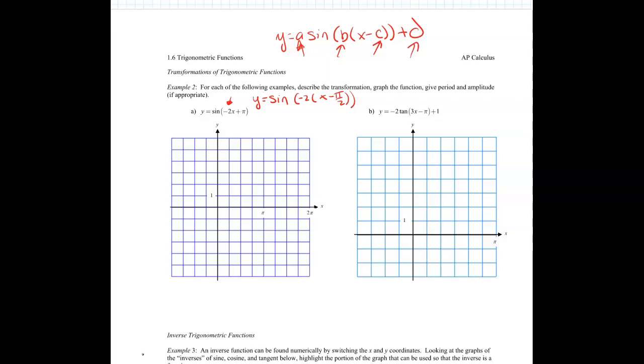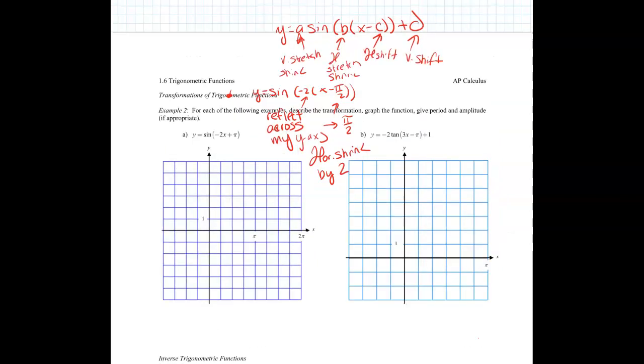And that's about it. So now here I know that I'm going to go right pi halves, because remember, subtraction makes you go right on the inside. And then I've got this negative 2, which says I'm going to reflect across my y-axis. And that 2 says I'm going to horizontally shrink by 2.